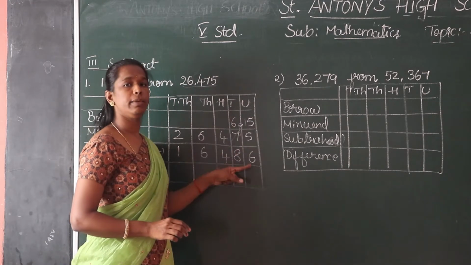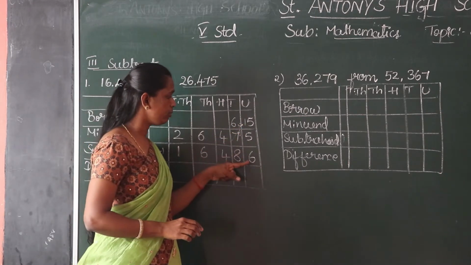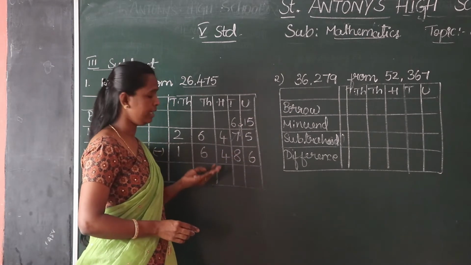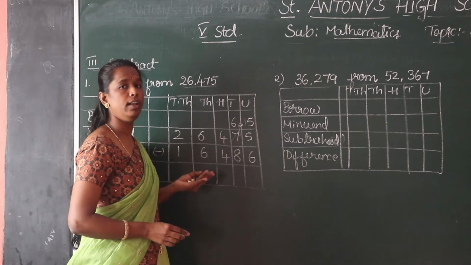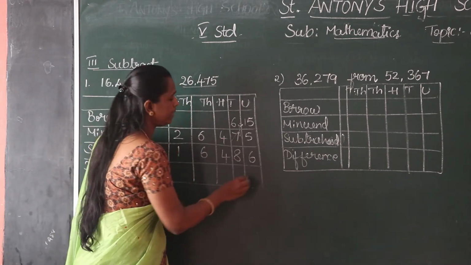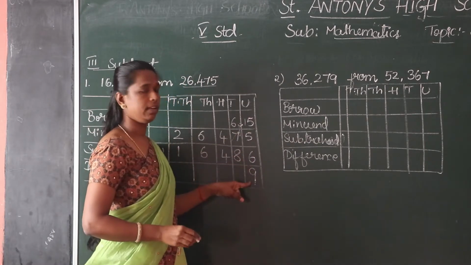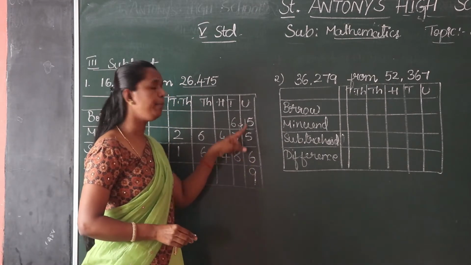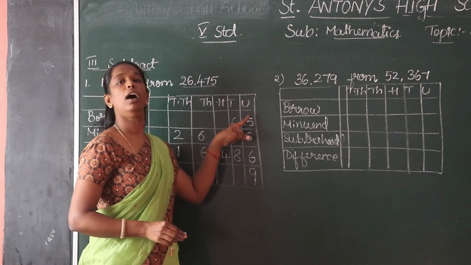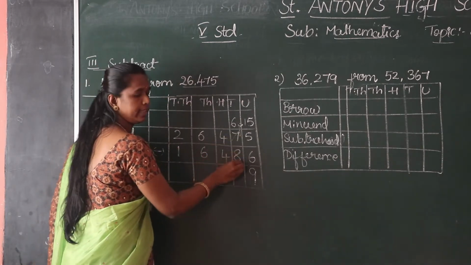An easy method for counting the subtraction from 15 to 6: 7, 8, 9, 10, 11, 12, 13, 14, 15. Is it right? So the answer is 9. 15 minus 6 is 9. From 6 you have to count up to 15, and you get 9.